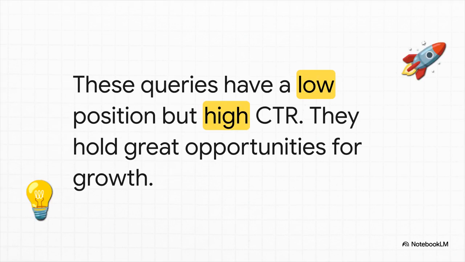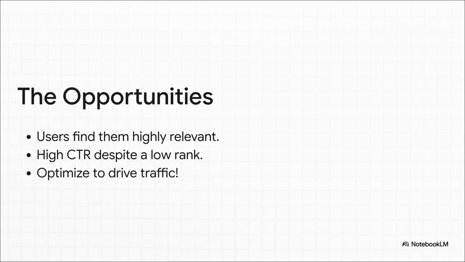Next, let's shift our eyes down to the bottom right quadrant. This place is interesting. These are the opportunities. Queries here have a lower rank, but check this out. They have a high click-through rate. This tells you something incredibly powerful. Your content is super relevant, and people are choosing you even when you're not at the top. A small boost in rank here could unleash a massive wave of new traffic.